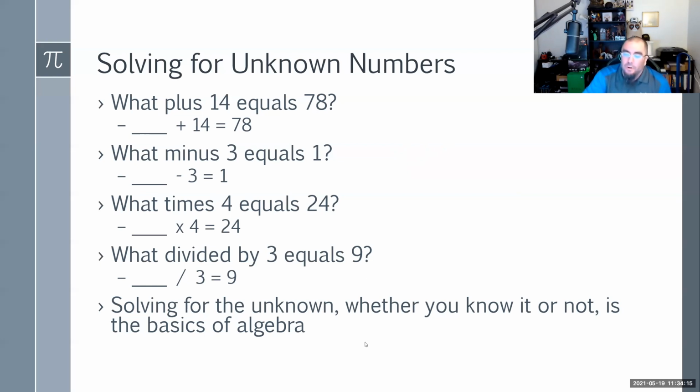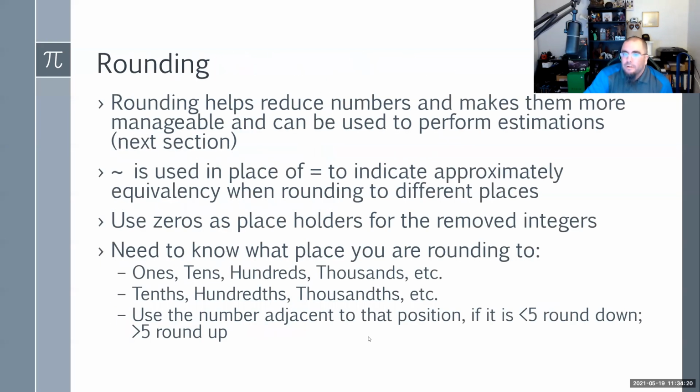It's fairly simple when you look at it, going, oh, it's just solving for an unknown number. Rounding can help reduce numbers and makes them easier to manage and to use for formula estimations, right? This little squiggly line, again, I forget what the name of this thing is actually. It's the symbol for equivalent, right? So if I say that 6 is about equivalent to 6.1, that would be true. But 6 would not be equal to 6.1, right? So that's about or approximately.